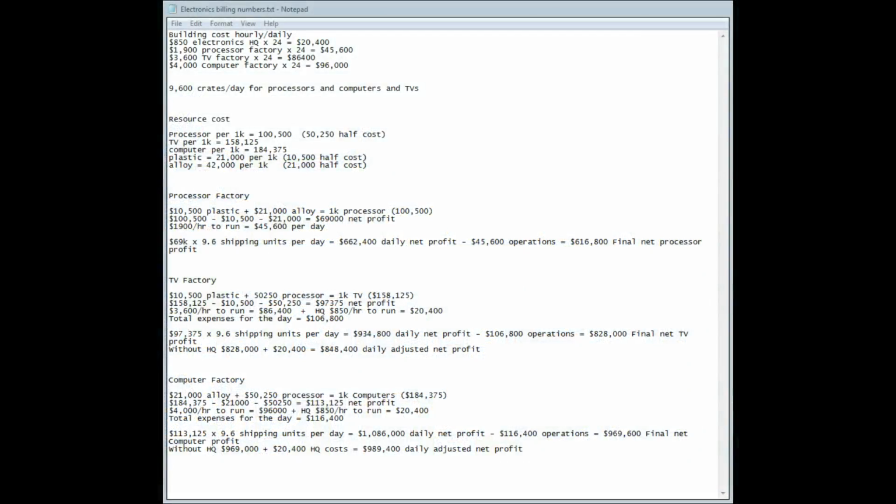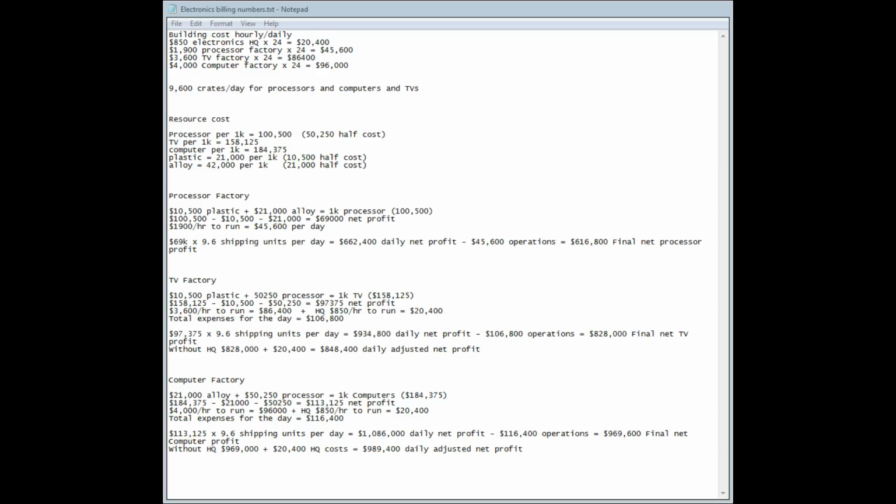Okay, so we're going to take the 20. You're going to divide your cost for the materials by 2, since one of each material makes two computers. So 21,000 in alloy cost and 50,000 in processor cost combined to make one shipping unit of computers, which is 1,000. The value for that is 184,000. So now you have to take the worth of a computer, 184,000. Then you have to subtract 21,000 for the alloy and subtract 50,000 for the processor, which gives you your gross profit of 113,000.